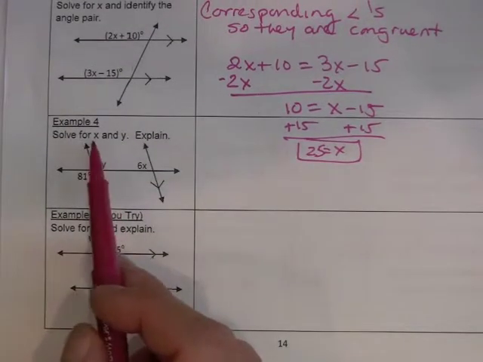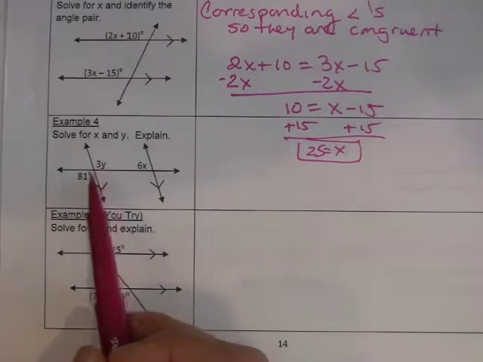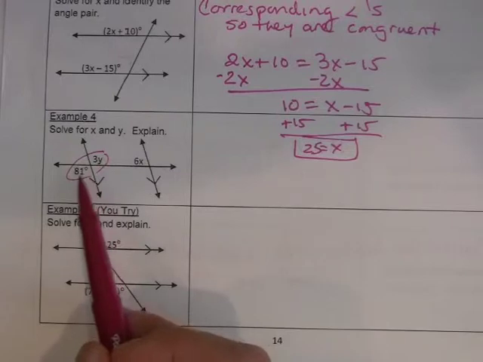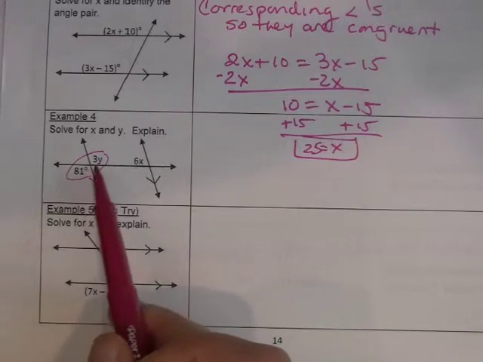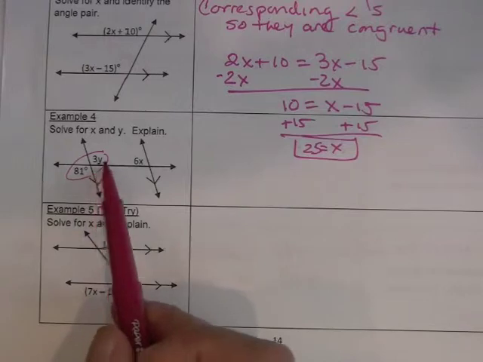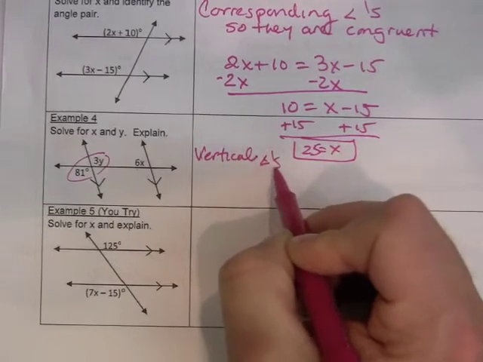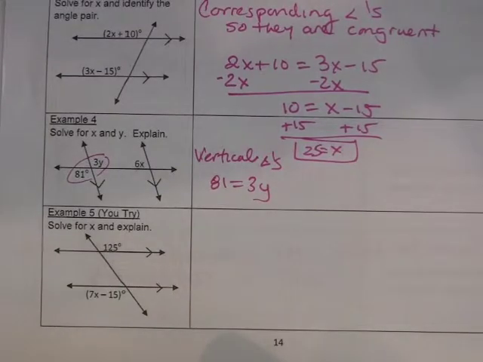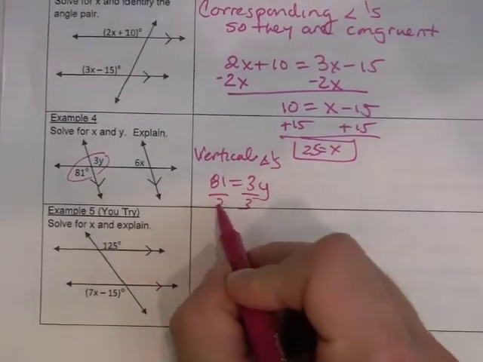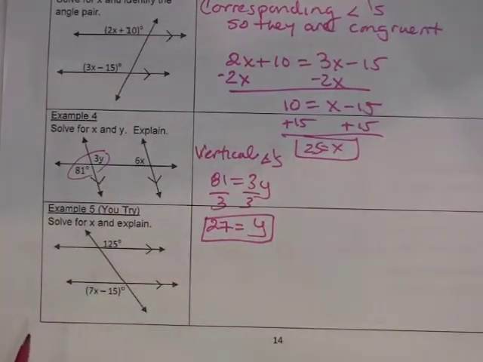Example 4, we have to solve for x and y and explain what we did. Well, let's solve for y first. If you look here, this relationship doesn't deal with the two lines, it just deals with the one there. This is a relationship from way back. You should know that those are called vertical angles. So, because of vertical angles, which I know are always congruent, I can do 81 equal to 3y. And then solve from there. So divide by 3. So y is 27. And get my solution for y.